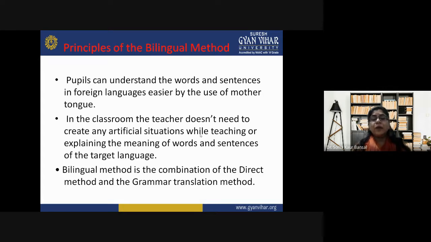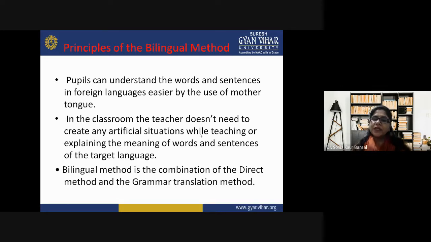So the bilingual method is the combination of the direct method and GTM, the grammar translation method. In the grammar translation method also, we give the presentation, then practice and then drill. So in the drill part, we are translating something. So translating and using the direct method, we are not leaving anything up to one language only. It is to be understood, students.